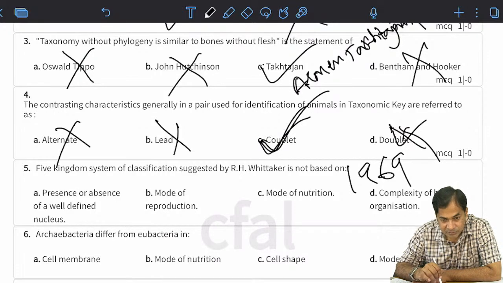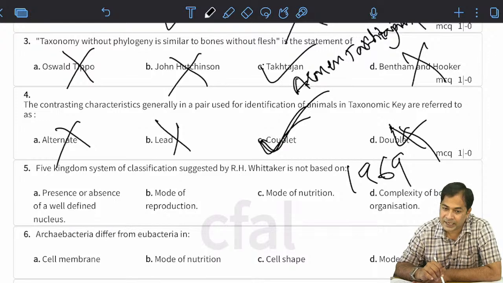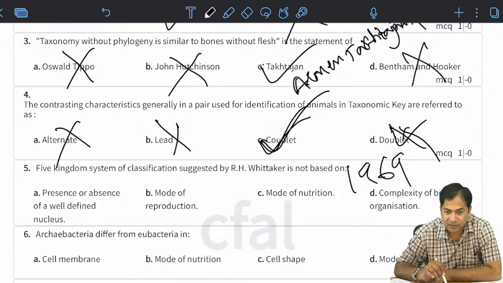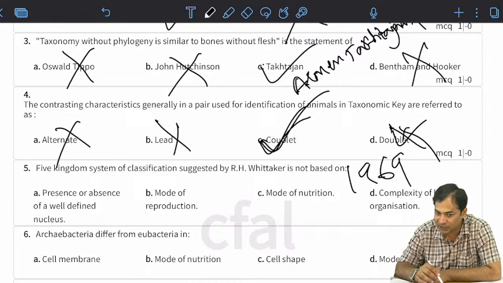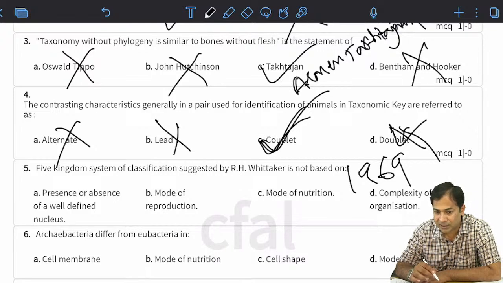Mode of nutrition is mentioned, whether they are autotrophic or heterotrophic or holozoic, photosynthetically autotrophic or chemosynthetically autotrophic, or coprophilous. Coprophilous means living on the dung of animals, like methanogenic bacteria that live in cow dung. Whether it is holozoic or parasitic, saprophytic. Saprophytic means the bacteria or animals which live on dead and decaying organic matter, dead plants or dead animals. Whether it is parasitic, all that is mode of nutrition. That is there in the classification.